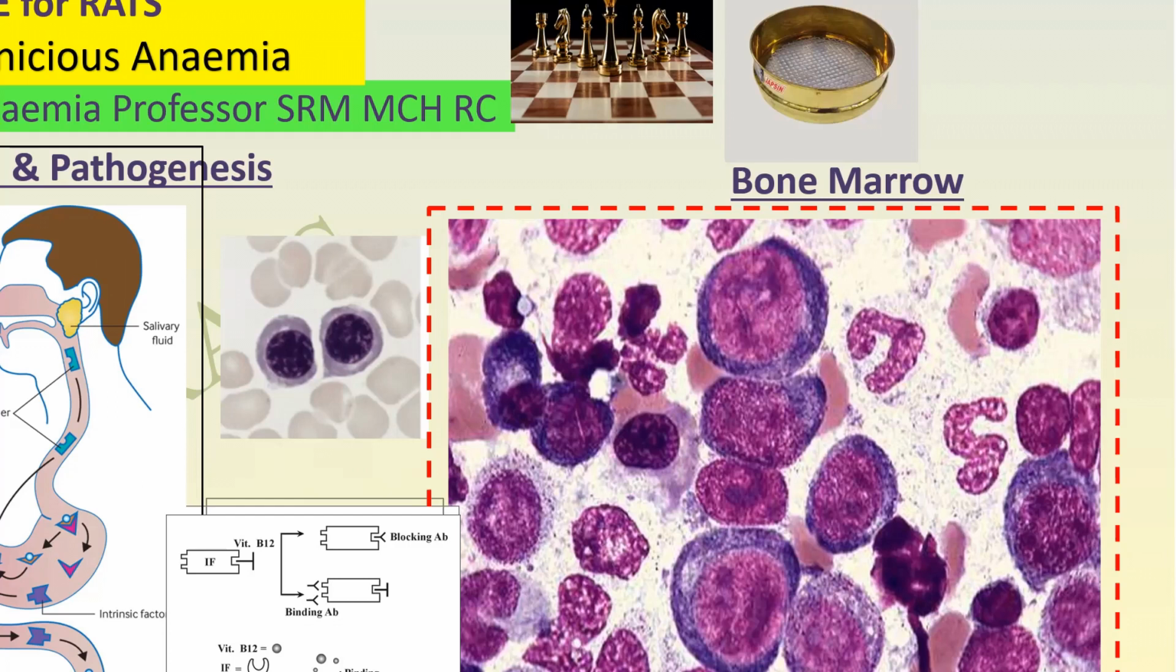The bone marrow is usually normocellular, and you find that there is an increase in the erythropoiesis because there is a desperate attempt of the body to produce them.